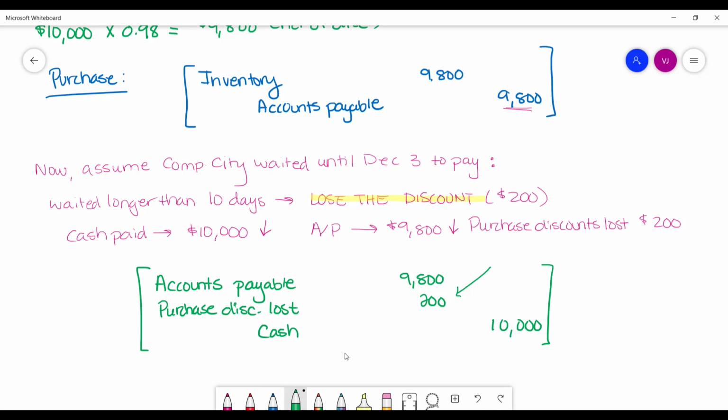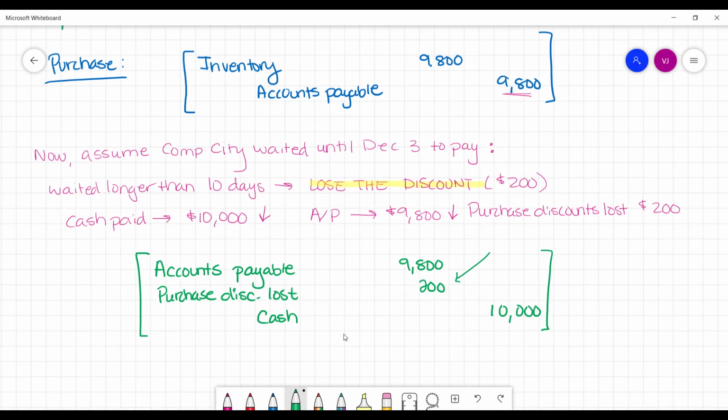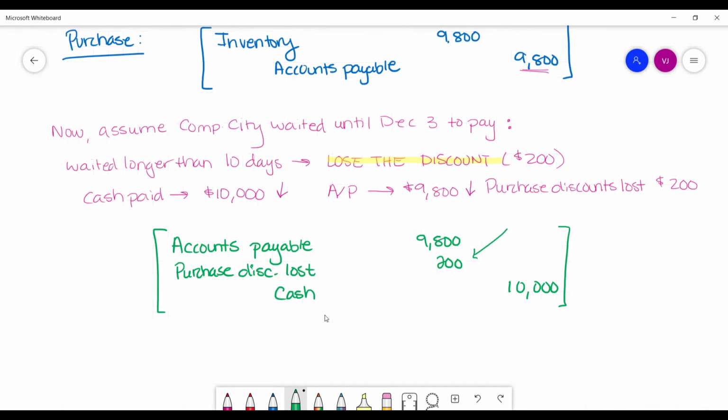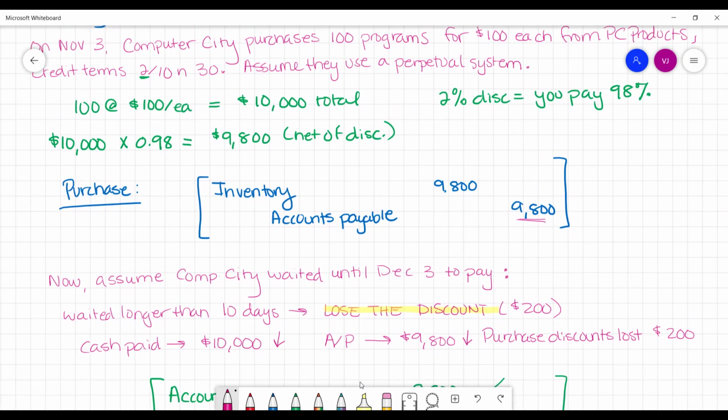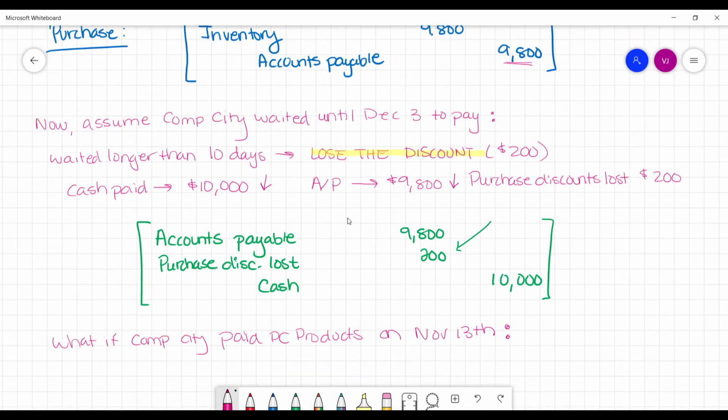So that's what the entry would look like on the day that you pay them if it's outside of that discount period. But what would it look like within the discount period? What if Computer City paid PC Products on November 13th? Well, when did we make the purchase? The purchase was made on November 3rd. November 13th is 10 days after the purchase, so that's within the discount period.